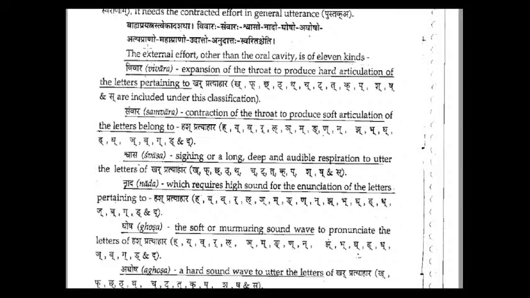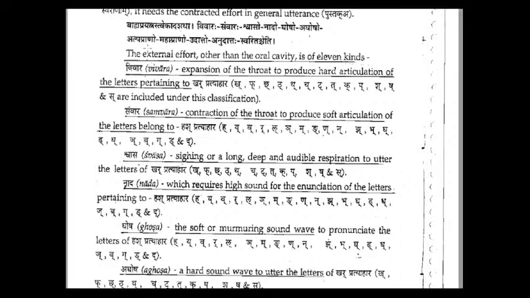Now let's understand the meaning. Here, the external effort, other than the oral cavity, is of 11 kinds. Number 1, Vivaraha. So let me take you to this page. Here you read Vivaraha, Swasaha and Aghosaha. These three are the external efforts of all these consonants coming under Khar Pratyahar. So Kha, Pha, Cha, Tha, Tha, Cha, Ta, Ta, Ka, Pa, Sha, Sha, Sa. These consonants' external efforts are Vivaraha, Swasaha and Aghosaha. So here let's see the meaning of Vivaraha, Swasaha and Aghosaha.